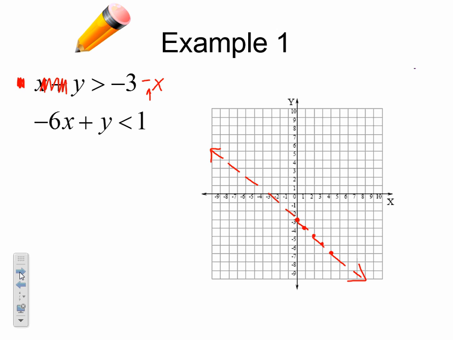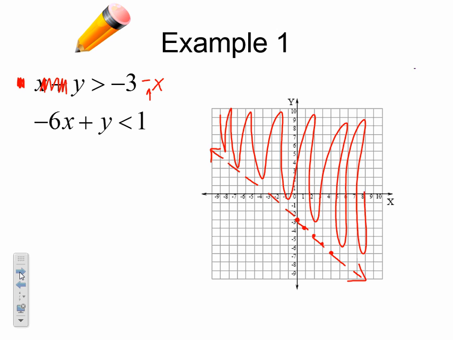You don't have to number all the way out to 10, but get at least 5 or 6 units away from your origin. Okay, now that I've drawn that line, you want to shade. This says y is greater than that line. We could test a point, plug in 0, 0 to see if it works. In this case, I would shade above my red line. So all of those points represent the points that work for the first inequality. I need to do the same thing for the second one here.